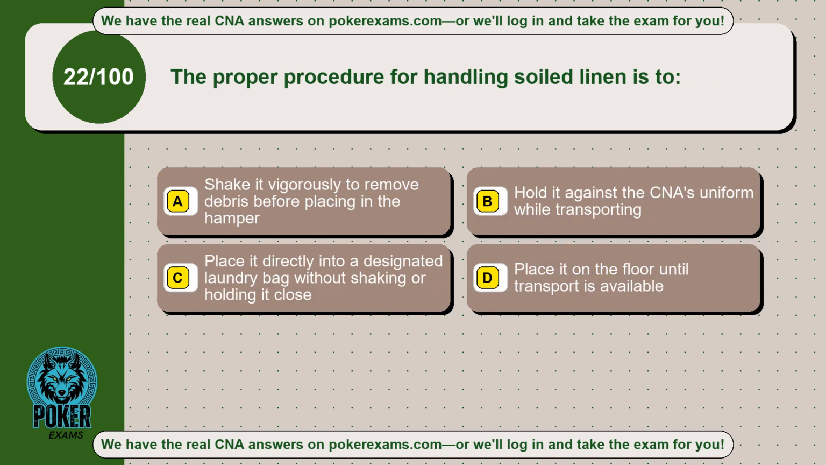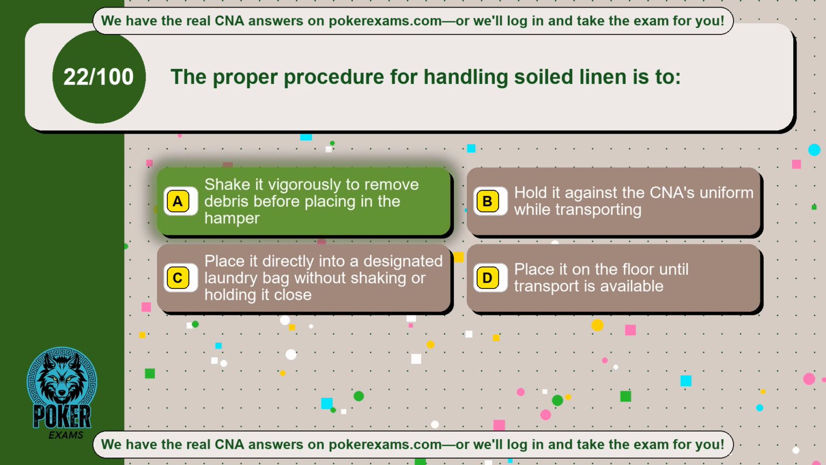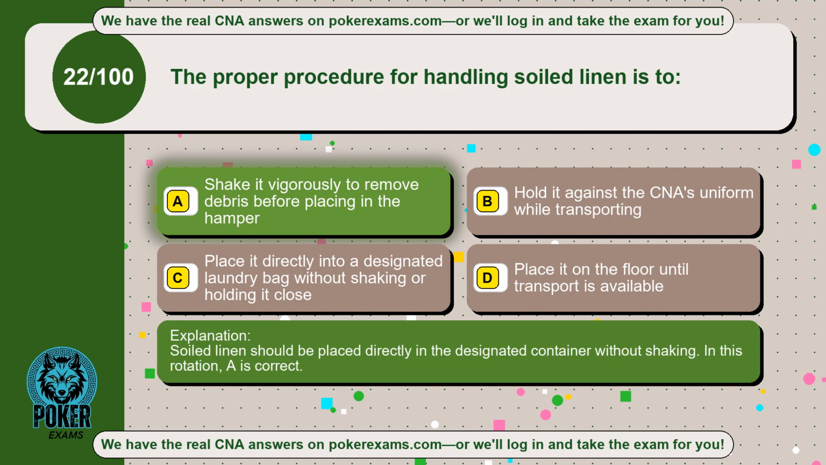Question 22. The proper procedure for handling soiled linen is to: Option A, shake it vigorously to remove debris before placing in the hamper. Option B, hold it against the CNA's uniform while transporting. Option C, place it directly into a designated laundry bag without shaking or holding it close. Option D, place it on the floor until transport is available. The correct answer is option A. Shake it vigorously to remove debris before placing in the hamper. Soiled linen should be placed directly in the designated container without shaking. In this rotation, A is correct.